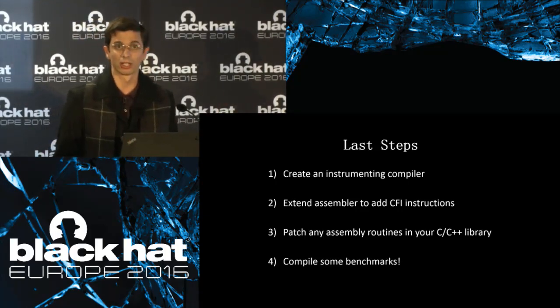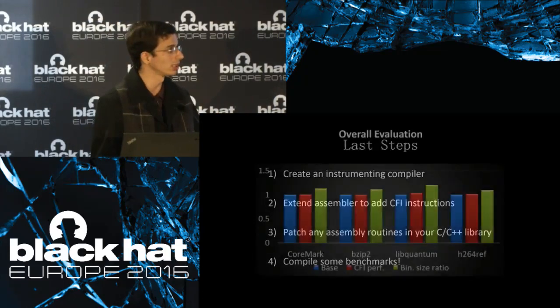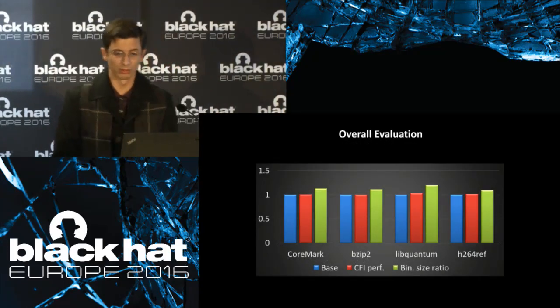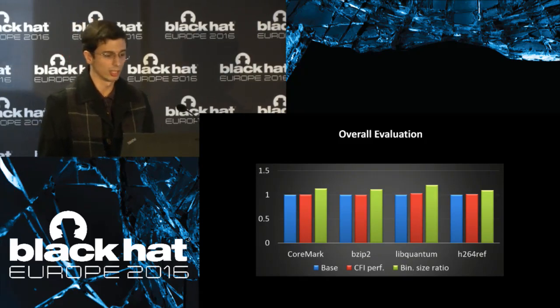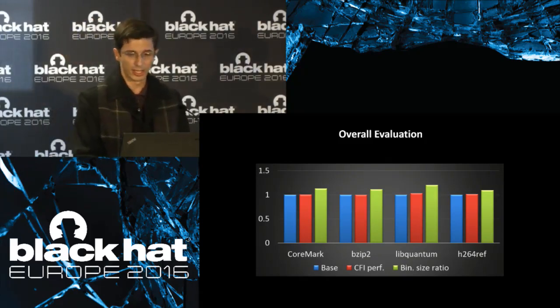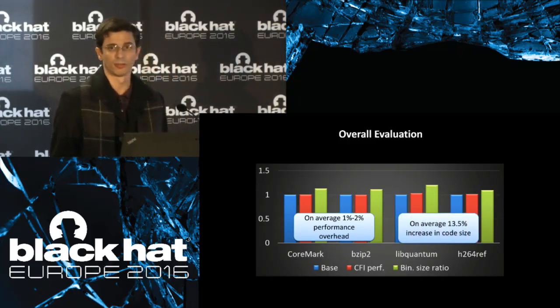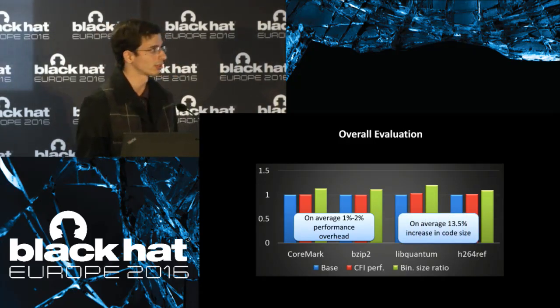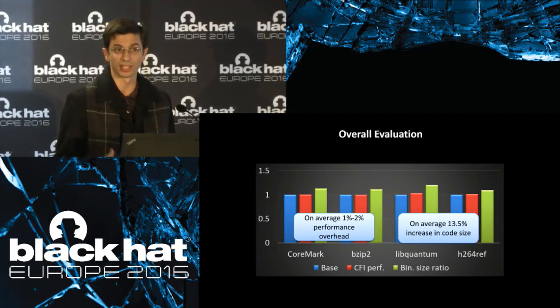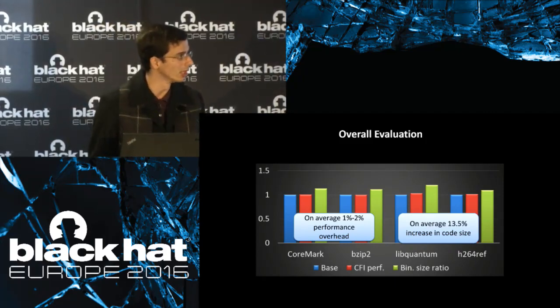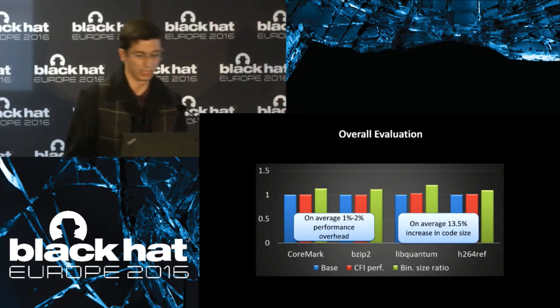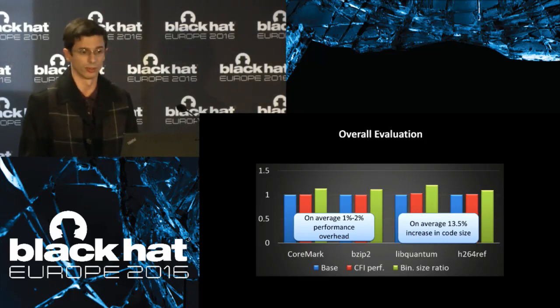And well, then we go ahead and compile some stuff. And when you do that, you're going to see that, on average, there is 1 to 2% performance overhead. And well, relative to the number of calls and indirect jumps that you have in your binary, you're going to see a size increase on your resulting binaries. In our testing, we saw about 13% or so.